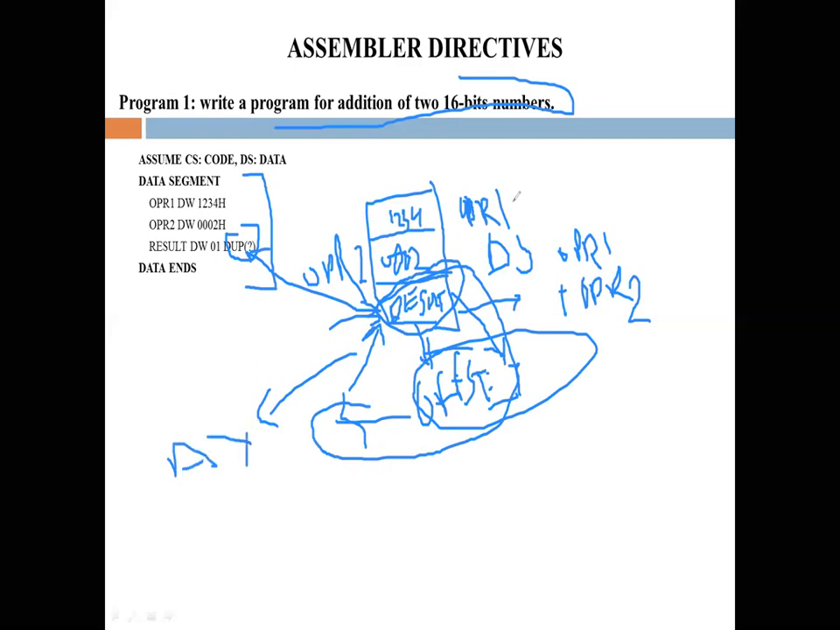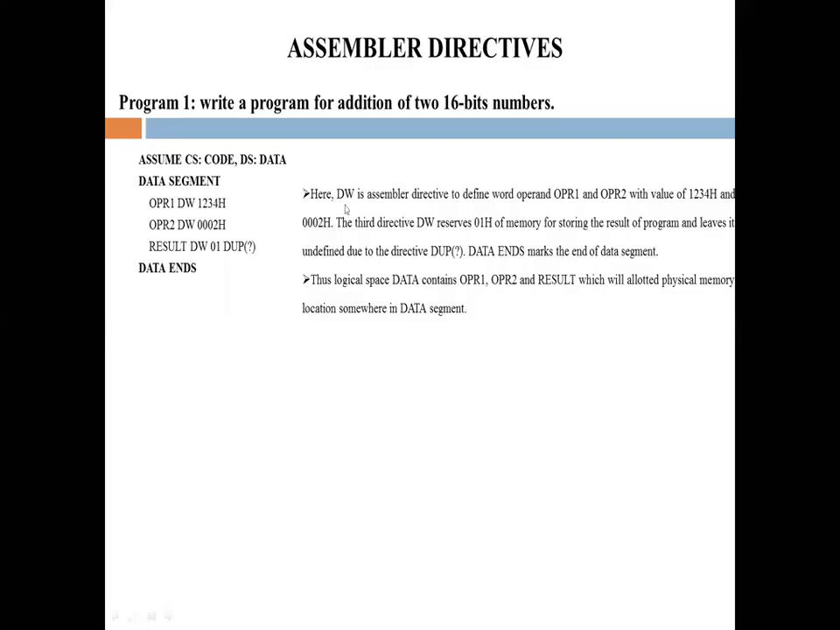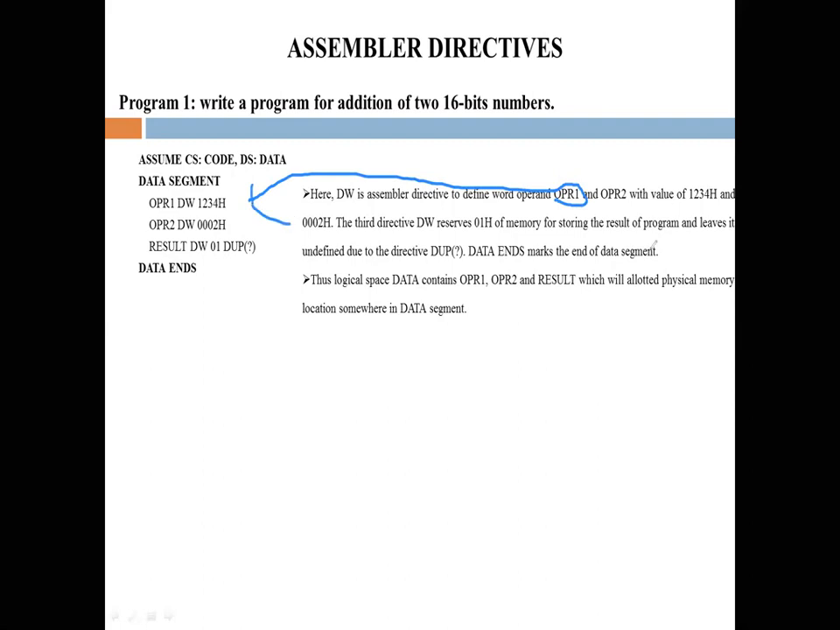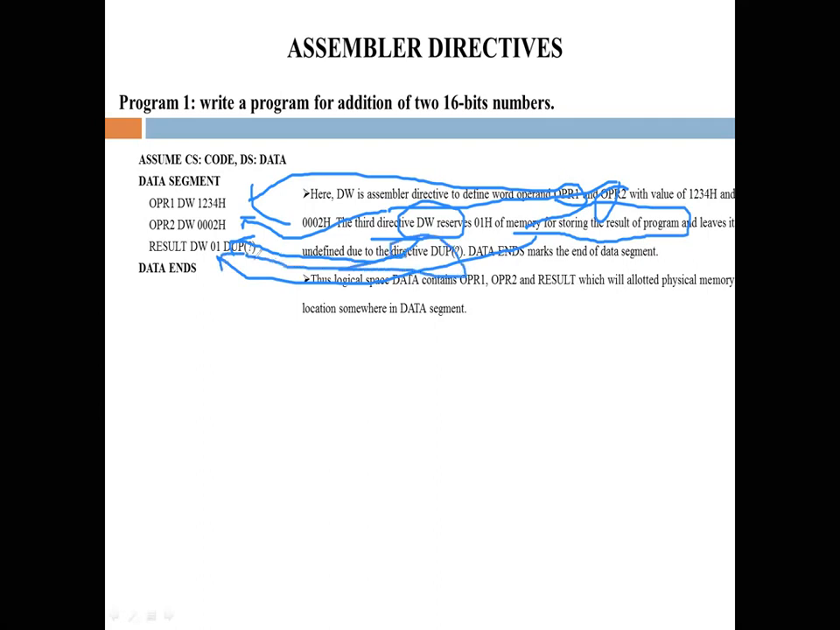So we can say that DW is the assembler directive to define one operand OPR1 and one operand OPR2 with the values of 1234 and 0002 respectively. The third directive DW reserves one word of memory for storing the result of the program and leaves it undefined due to the directive duplicate. Data ends marks the end of the data segment.